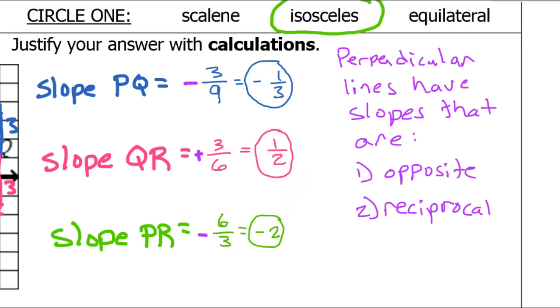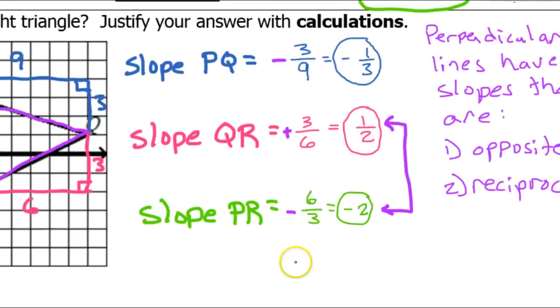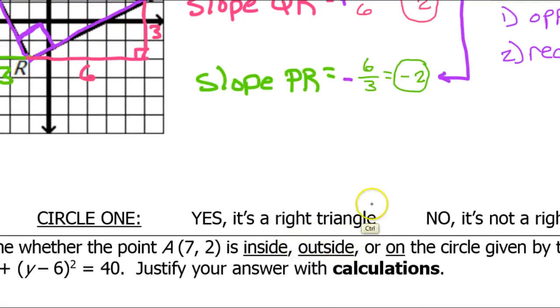So notice these right here. Notice the 1/2 and the -2. The reciprocal of 2 is 1/2, so these are reciprocals of each other. And one is positive and one is negative. These are opposite and reciprocal. That means that QR and PR are perpendicular to each other. That tells me that this is a big old 90 degree angle right here. So this is a right triangle. So yes, this is a right triangle.